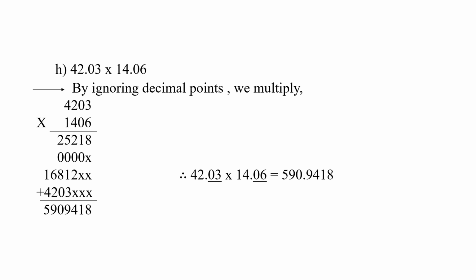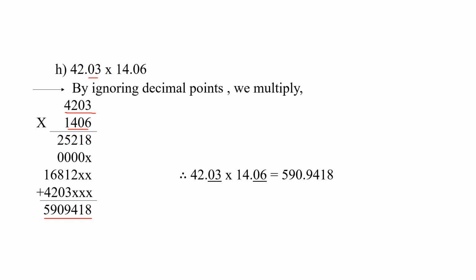Now let's see next example, H1, 42.03 into 14.06. Okay, so again we'll ignore decimal points and we'll multiply. That means we'll multiply 4203 and 1406, right? So after multiplication we'll be getting answer as C, 5909418, right?